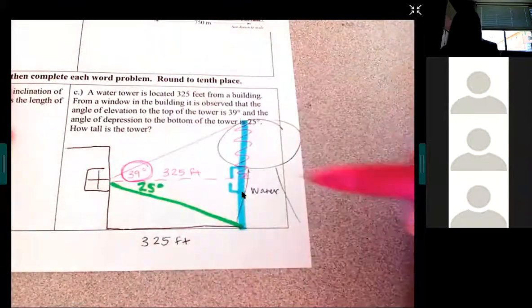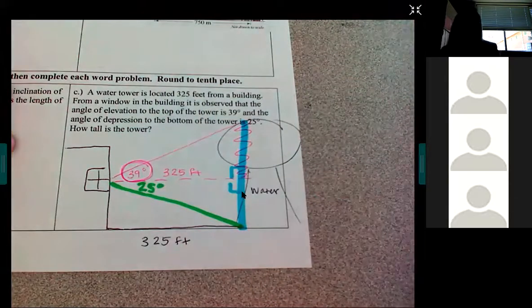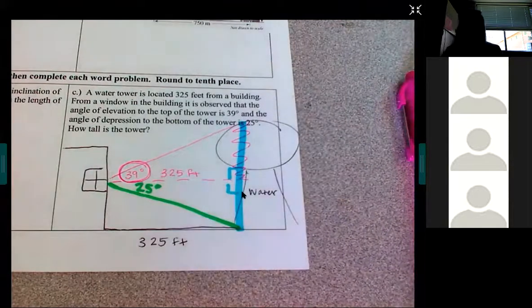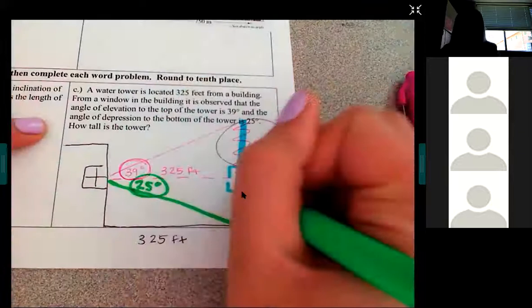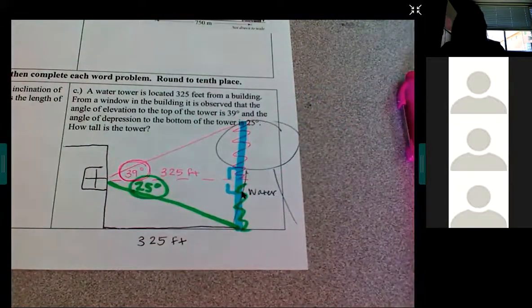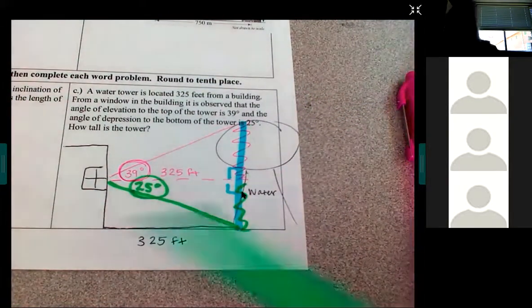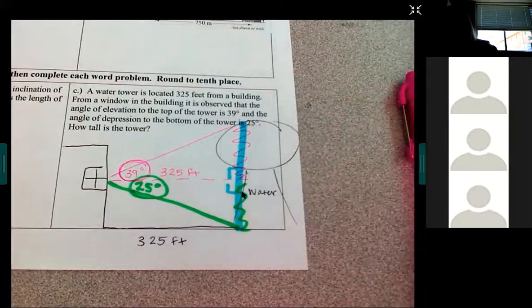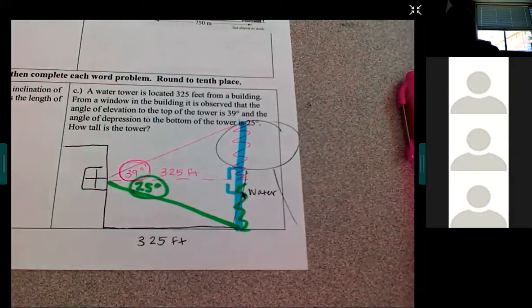Still the distance between the building and the water tower. Then we can use the what? 25 degrees to find this part of the height. So we're going to have to use trig twice and then do what with these two heights? Add them. What's up, Hales?